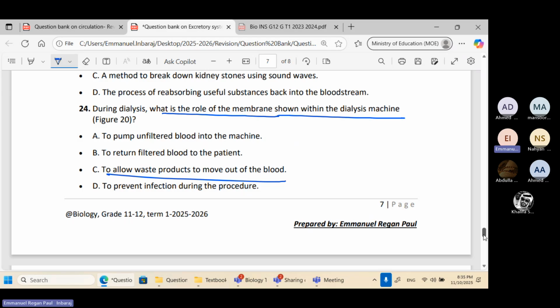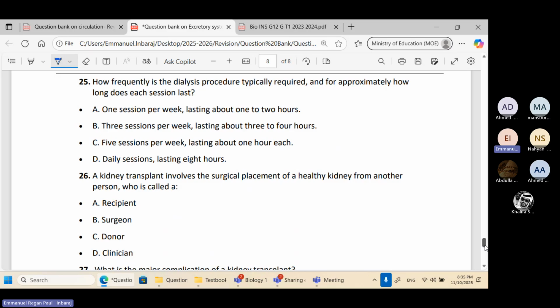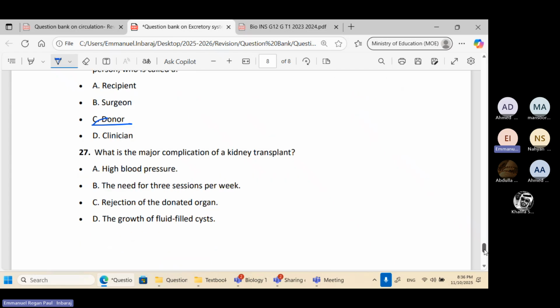The next question: how frequently is the dialysis procedure required? B, 3 sessions per week, lasting for 3 to 4 hours. A kidney transplant involves surgical placement of a healthy kidney from another person. What is this person called? Donor. You have to get the kidney from a donor. What is the major complication of kidney transplant? Very important question. Rejection of the donated organ.